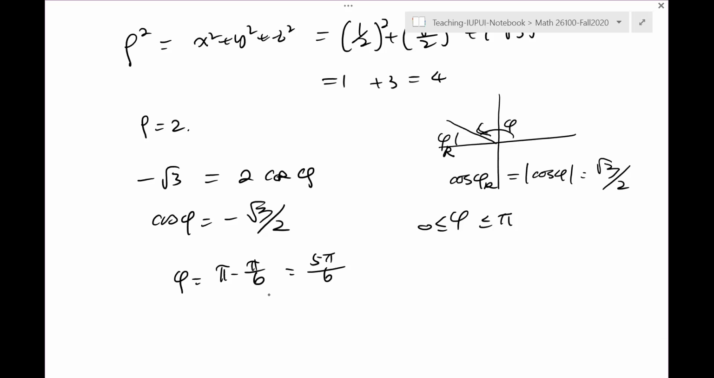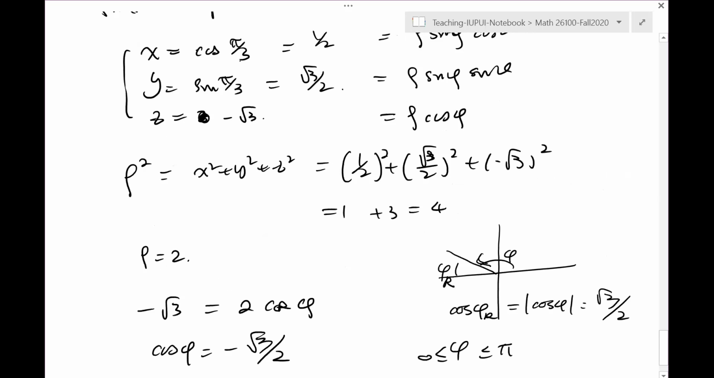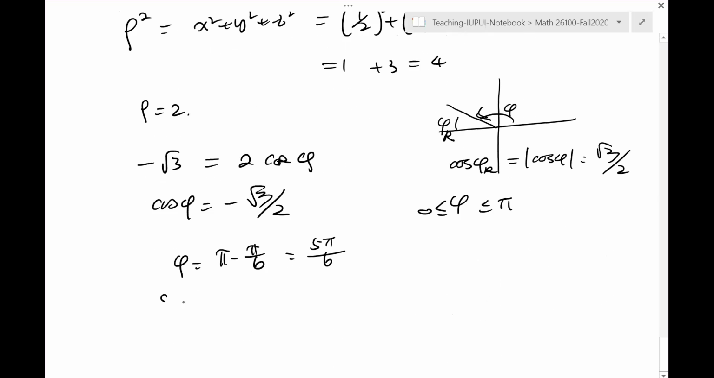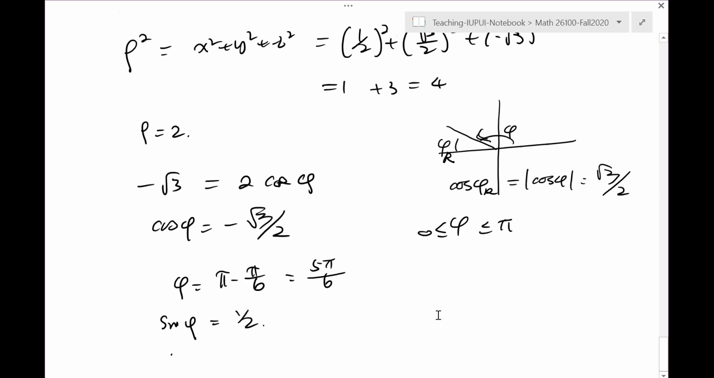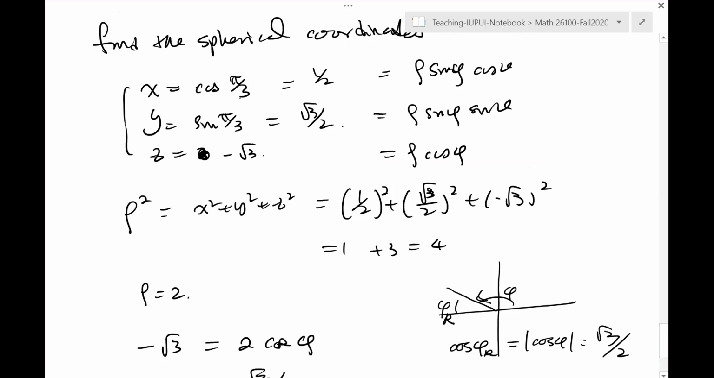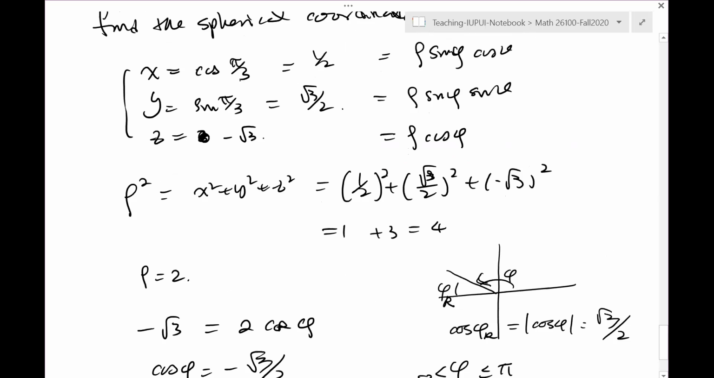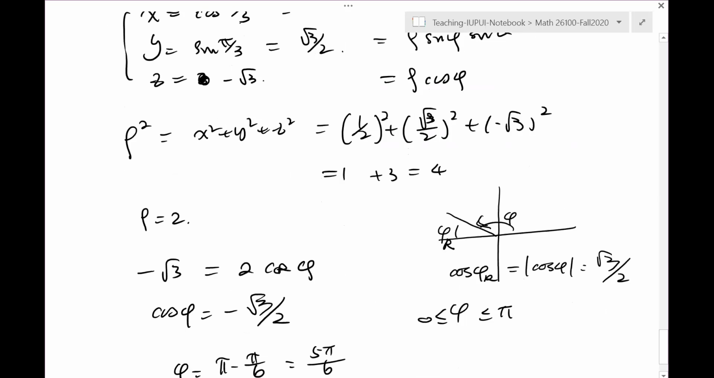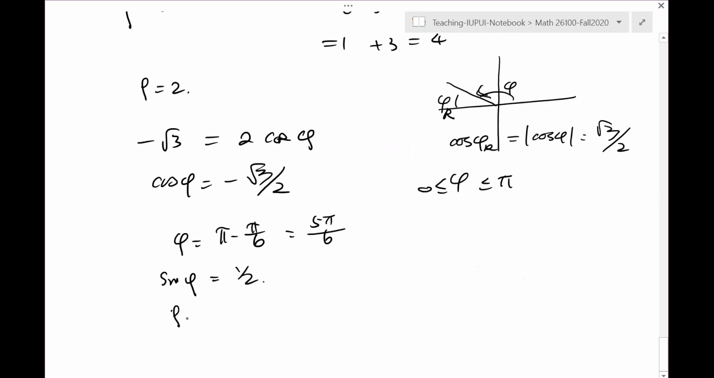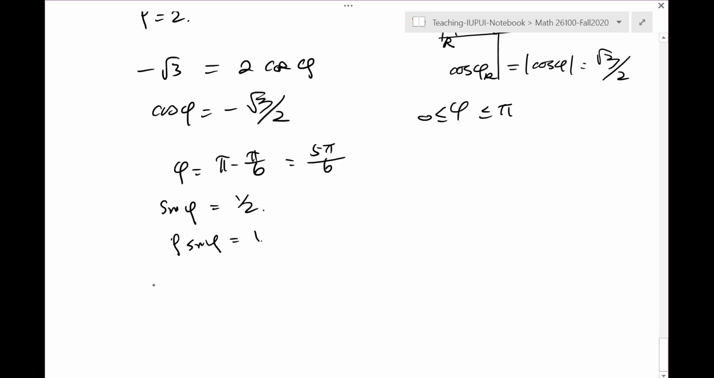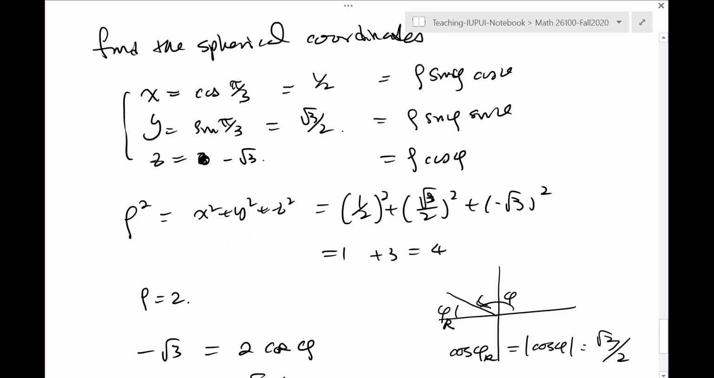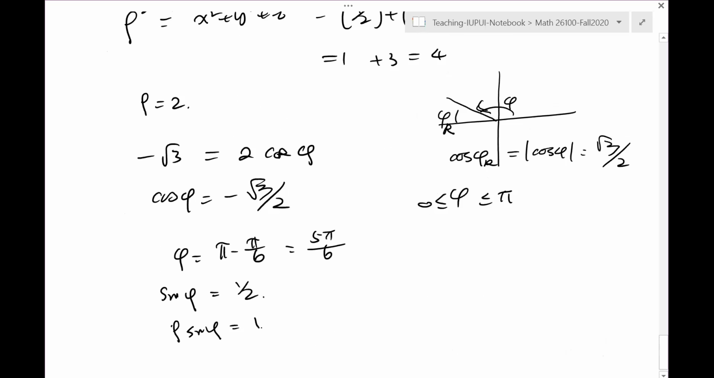Okay, so once you get this, then sine phi is going to be 1/2. So we go back to here, sine phi is 1/2, and rho times sine phi is going to be just 1. So those two equations become simpler. Let's go back to the equations, right? Cosine theta is going to be 1/2.